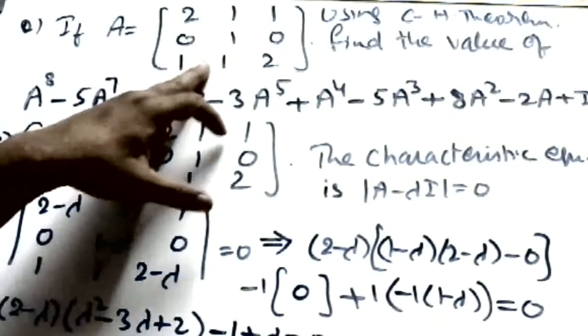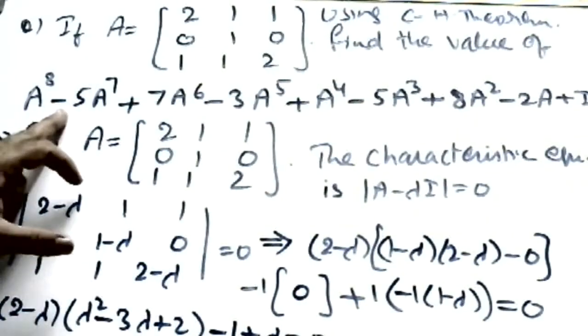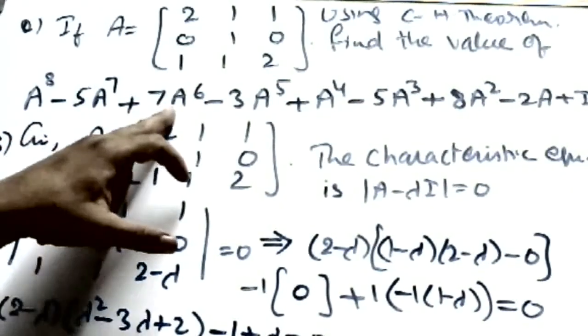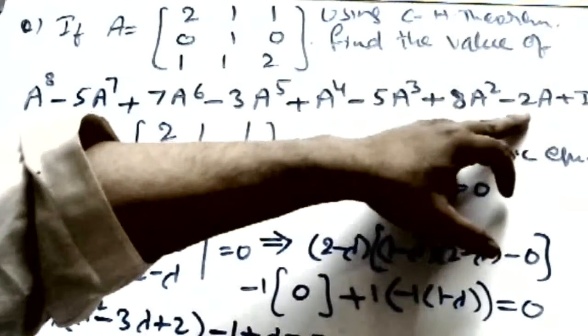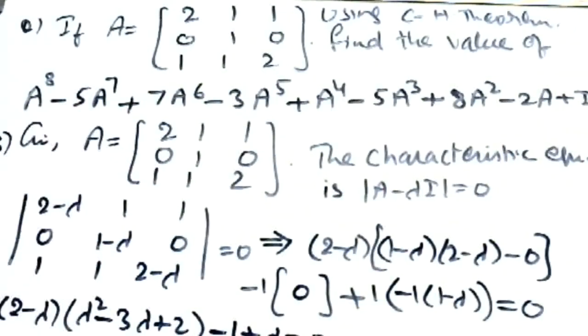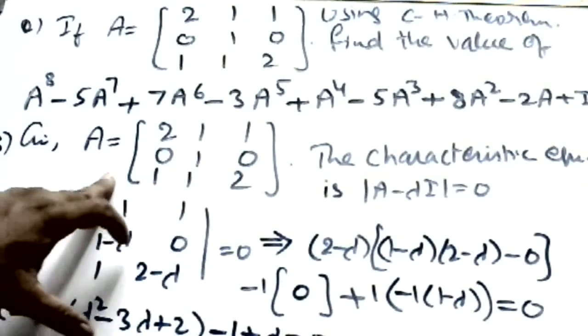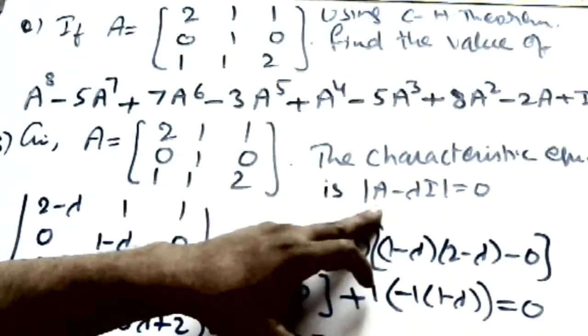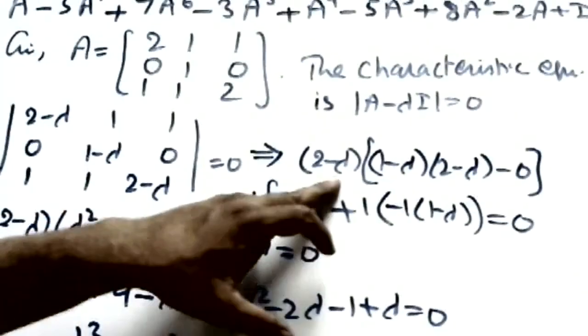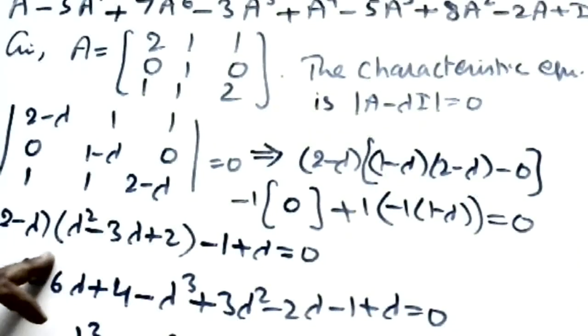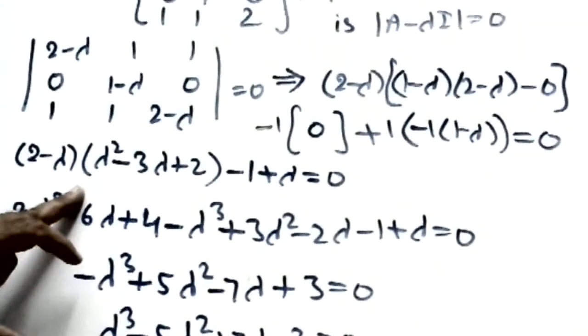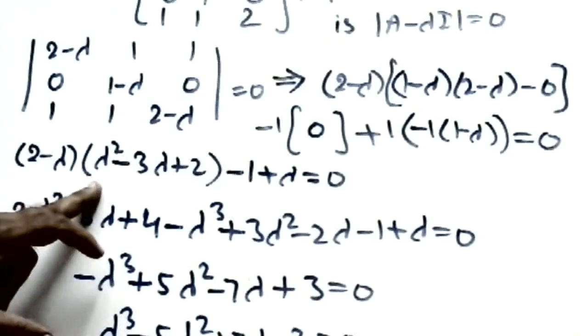Now see the next question. If A equals this value, using the Cayley-Hamilton theorem, find the value of A power 8 minus 5A power 7 plus 7A power 6, and so on. We have to find the value of this using the Cayley-Hamilton theorem. I wrote few steps to reduce the time of the video. If we write every step, the video will be very lengthy. You already know the characteristic equation is the determinant of A minus lambda I equals 0. So if we take the determinant of A minus lambda I, we get these equations, and if you multiply this, you'll get the equations. You do this by yourself.